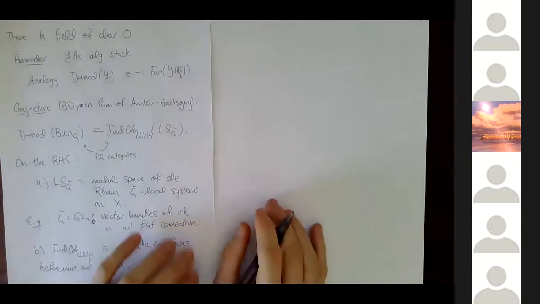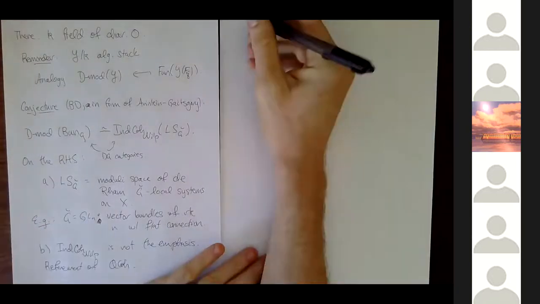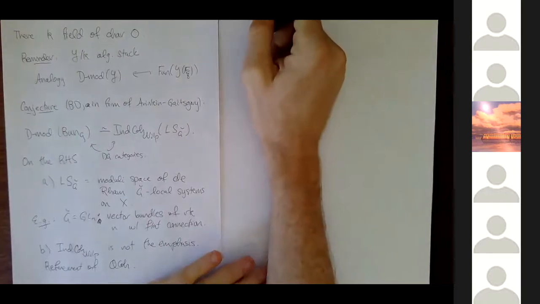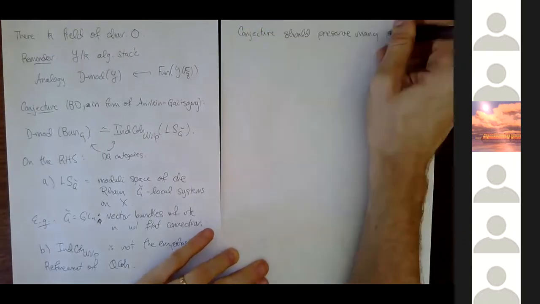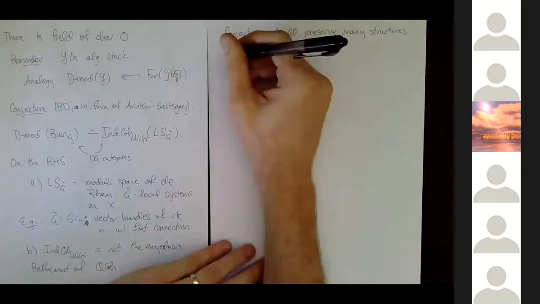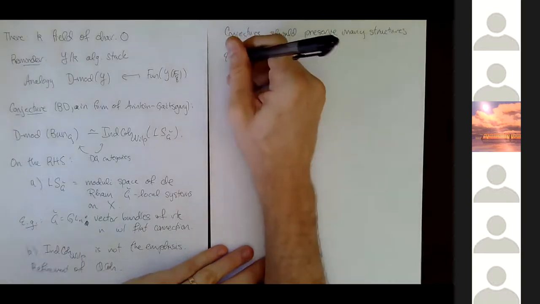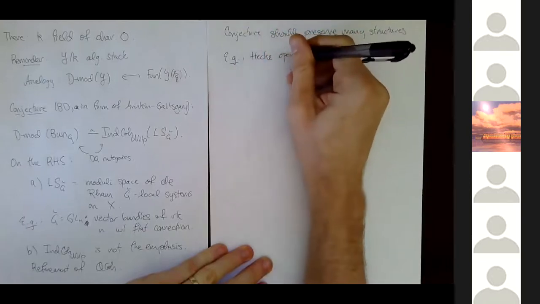So there are some, well, yeah, go ahead. Oh, thank you. So there's no statement about Hecke eigen and Hecke operators in this conjecture? So I should say this conjecture should preserve many structures. So one, which will be discussed more, is the action of Hecke operators. So I can just quickly comment on this.